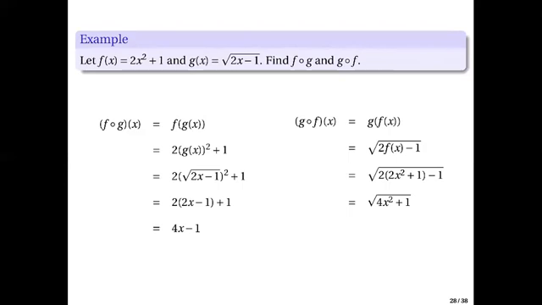Okay? So what's the point? You have f circle g, you got 4x minus 1. And then you have g circle f, you got square root of 4x squared plus 1. They are not the same. Okay? So in general, f circle g is not the same as g circle f. So make sure that you have the proper arrangement when you are trying to compose one function with another. Okay?